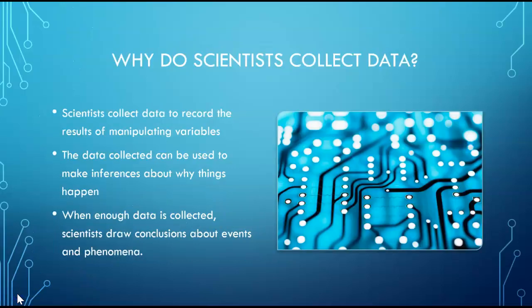So we should know why scientists collect data. They collect data so that they have information that they can use to make inferences about how variables affect things. So when we manipulate a variable, what effect does it have? And the data will show the effect. And then when we have that data collected, we can use it to make inferences, draw conclusions about why things happen.